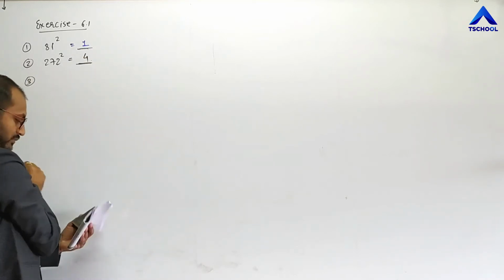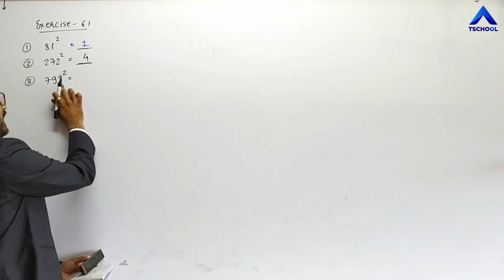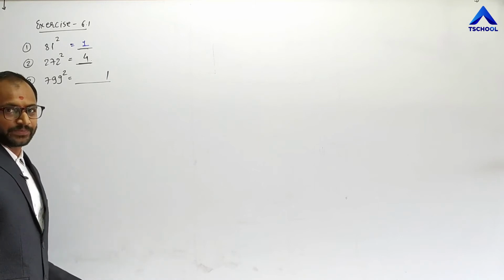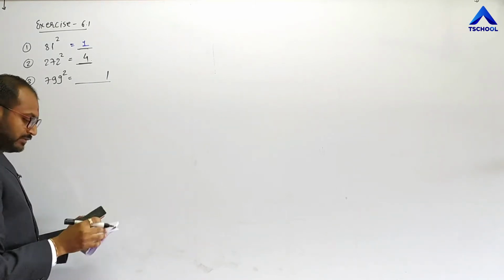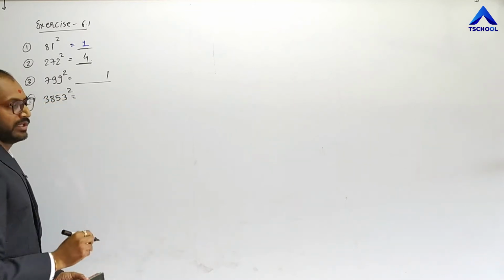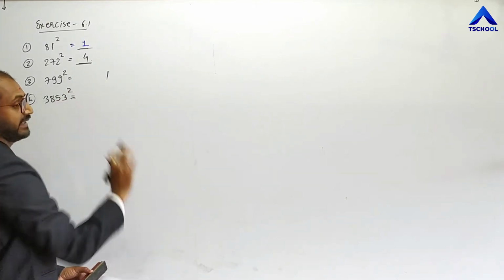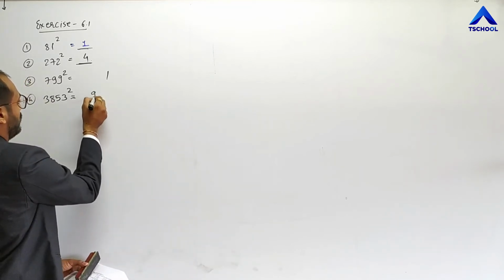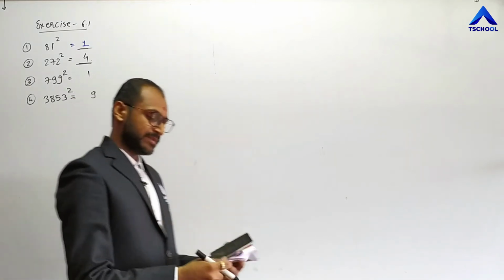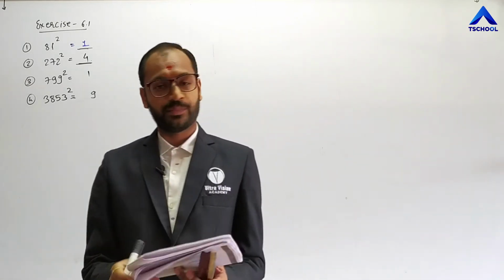In the third one, the number is 799. So its square contains the digit 1 as unit place. Similarly, for the fourth one, 3853 square, the unit place of this given number is 3, and 3 3s are 9. So the unit digit is 9. Clear? In this manner, you can obtain the unit place digit of the square of the given numbers.